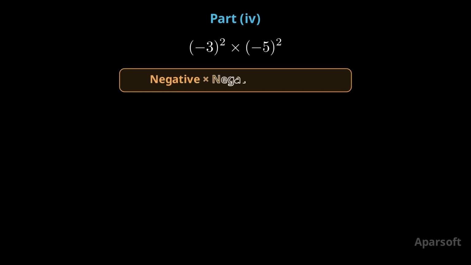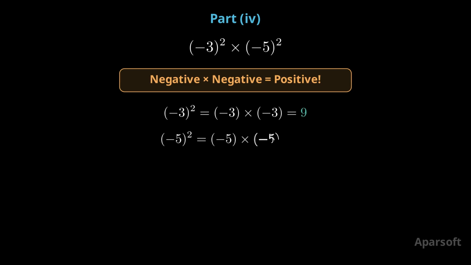Part 4 introduces negative bases. Here is the expression. But first, a crucial rule: negative times negative equals positive. Negative 3 squared means negative 3 times negative 3. Since both are negative, the result is positive 9. Same story with negative 5 squared. Negative 5 times negative 5 equals positive 25. So 9 times 25 equals 225. Remember, an even power of a negative number always gives a positive result.